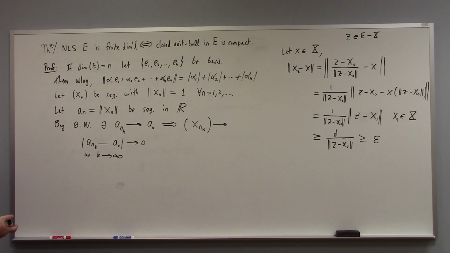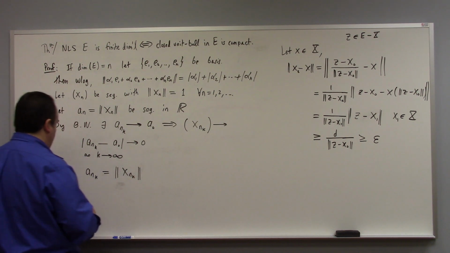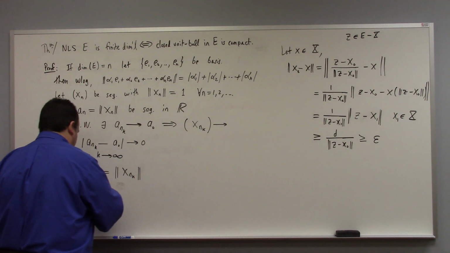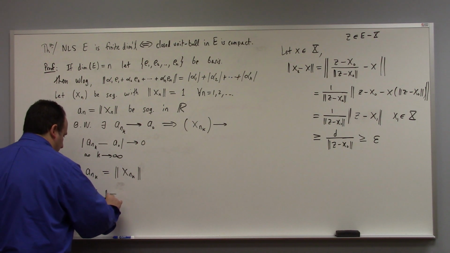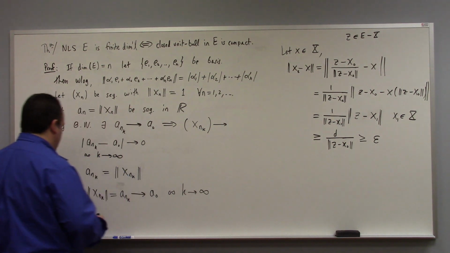Then you just use the corollary to the triangle inequality, right? Because that is greater than or equal to the absolute value of a_{n_k}, and a_{n_k} is the norm of x_{n_k}. Okay, and then what? Well, I guess that's just it, right? So the norm of x_{n_k} is equal to a_{n_k}, which goes to a_0 as k goes to infinity, which I think shows that.